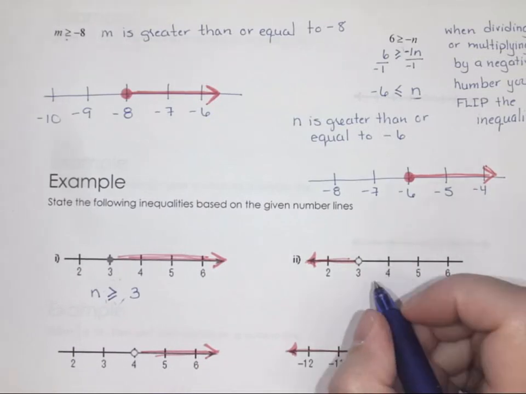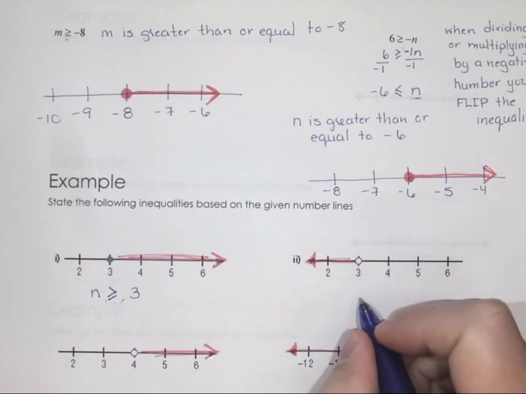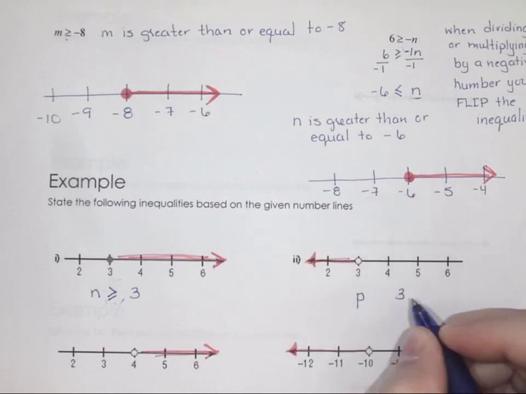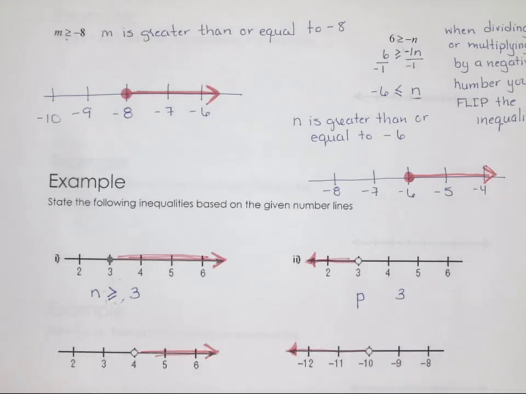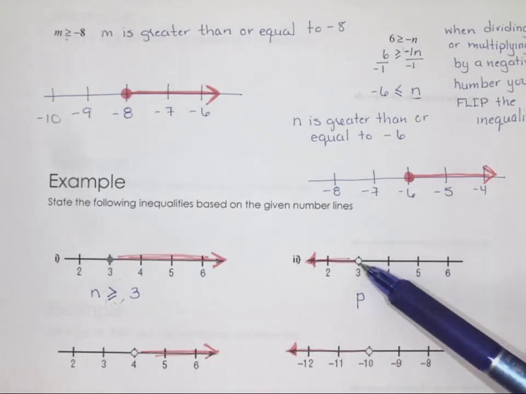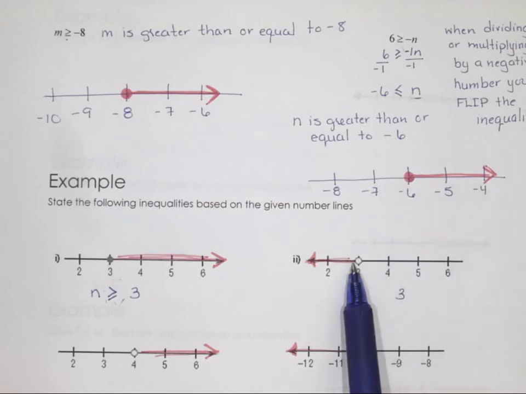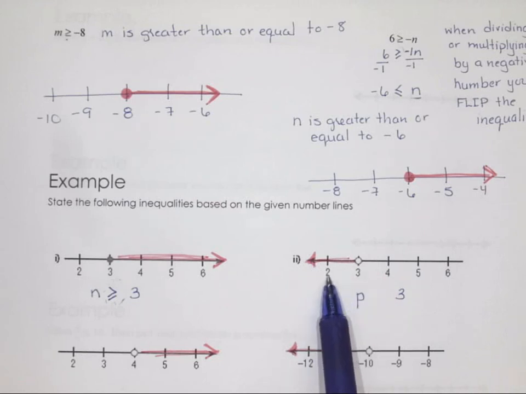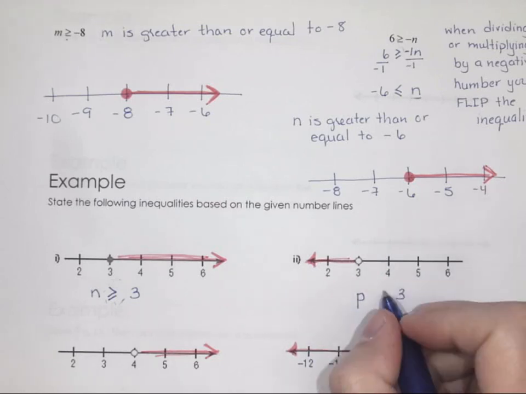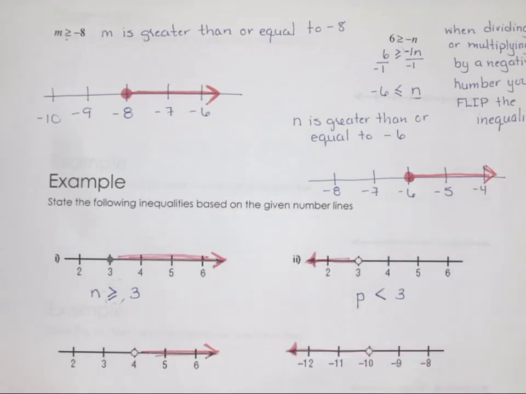Let's move on to number 2. So 3 again, so let's use a different letter. Let's use the letter P. And then 3, so I always start out with my letter and my number. This time it's an open circle, so I know there's no equal to sign. And the arrow's pointing at values that are less than. 2 is less than 3. So P is going to be less than 3.